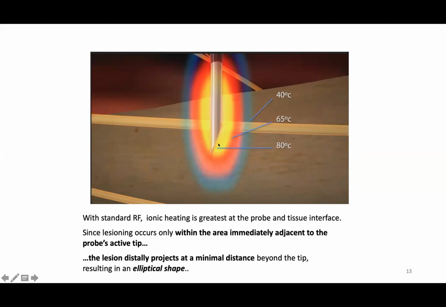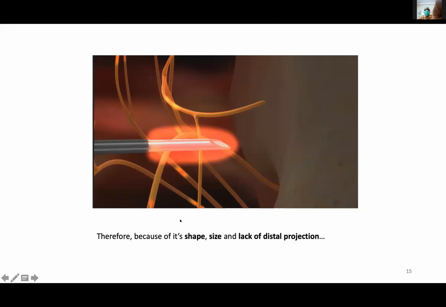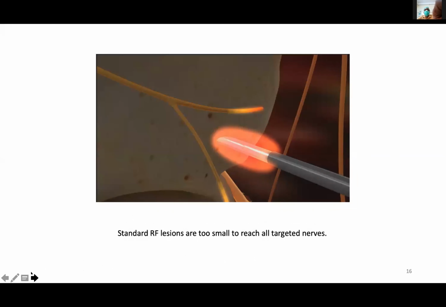So if there is a variability in the neural tissues, then there will be sparing of the neural degeneration, which you won't want, and the lesion will be elliptical in shape. So the diameter of the lesion is also smaller with the standard RF. It is usually 4 millimeter in diameter. Because of its size, shape, and the lack of distal projection, the standard RF has a limitation. So this has been addressed by the cooled RF system. Similarly, the standard RF is too small to reach all the targeted nerves which you actually want.